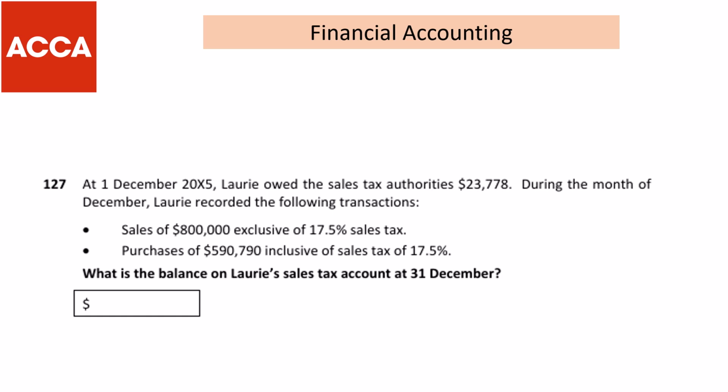Right, next question. At 1st December 2005, Lori owed the sales tax authorities $23,778. During the month of December, Lori recorded the following transactions. Sales of 800,000 exclusive of 17.5% sales tax. So we'll have to add that, because if you make sales, some of it goes to the tax authorities, believe it or not. So what is 17.5% of 800,000? It comes to 140,000. So I'm going to add that here with the starting amount.